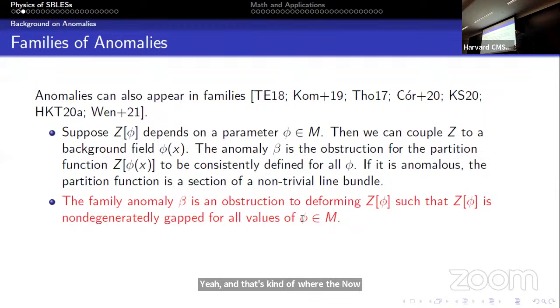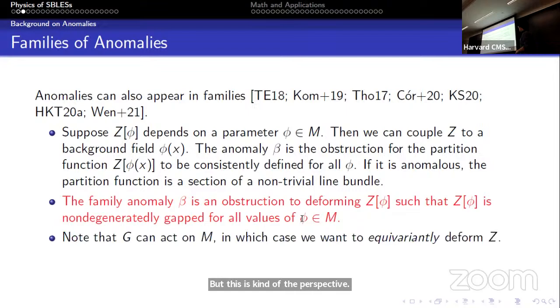But this is kind of the perspective of anomaly. And one last thing I want to say is that we can combine the two previous situations, so I can have the case where I have this parameter n, but now g acts on n. We call this equivariant, in which case I'm restricting to deformations which are equivariant. So here we respect the G symmetry. Again, if you're confused about that, I'll get into specific detail of what that is.